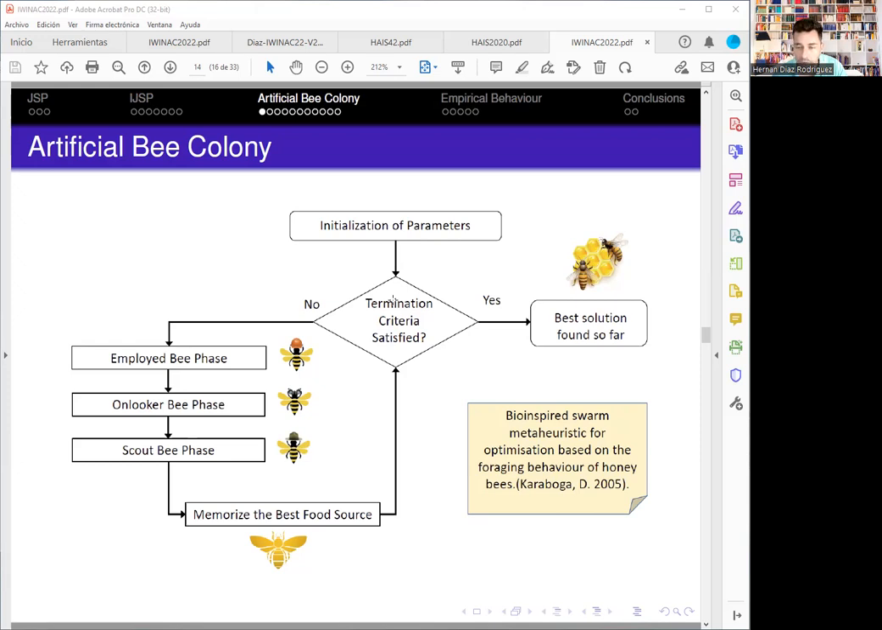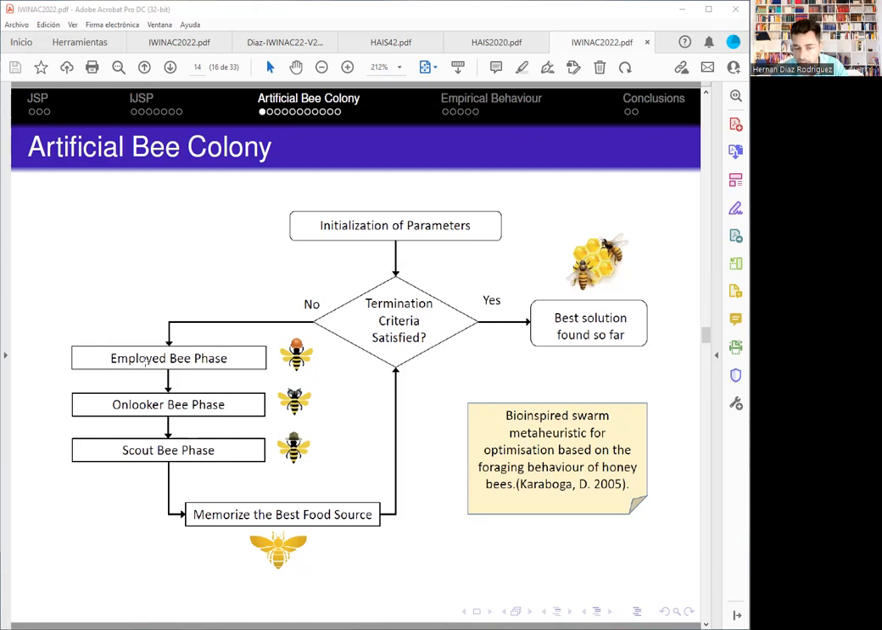The first one is the employed bee phase, where the bees put on the worker hat. The second phase is the onlooker bee phase, where the bees put on huge magnifiers to look around. And the third phase is the scout bee phase, where the bees put the explorer hat on. At the end of each of these phases, we memorize the best food source, which is assigned to the hive queen. The artificial bee colony is a bio-inspired swarm metaheuristic for optimization based on the foraging behavior of honeybees, first introduced by Karaboga in 2005. Once the termination criterion is satisfied, the best solution so far is returned by the algorithm.